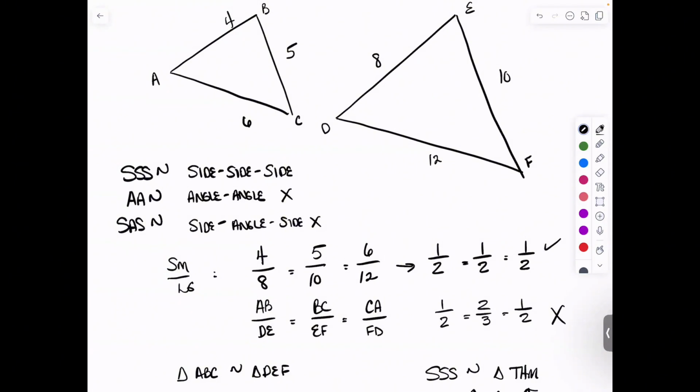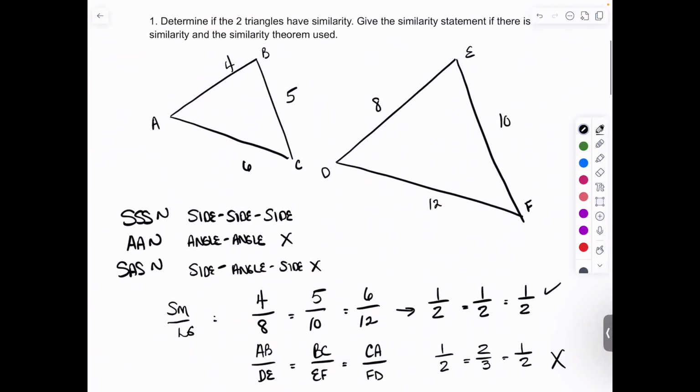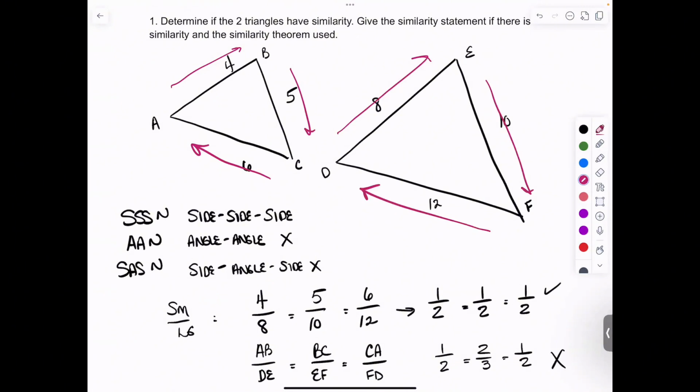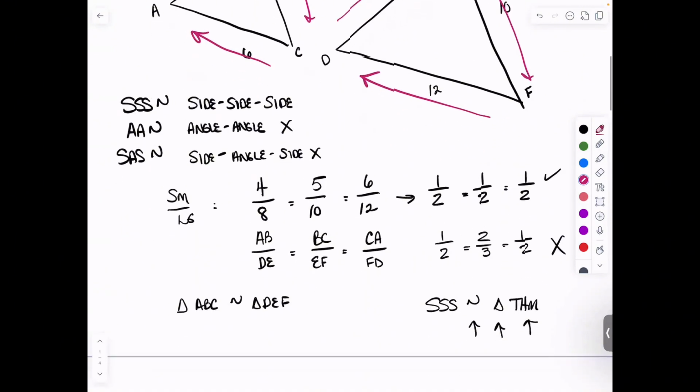And of course, you can always do a quick check here and go, okay, well, we have small, medium, large, and then we have the smaller of the three, medium and large. So you're going in the right direction. Keep that in mind. But again, this is triangle ABC is similar to triangle DEF.